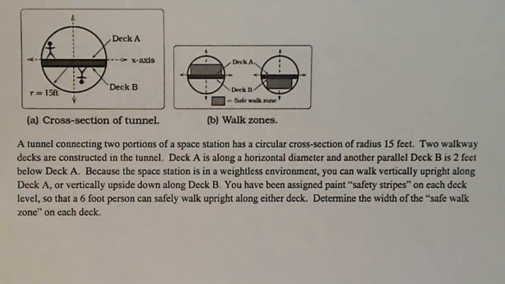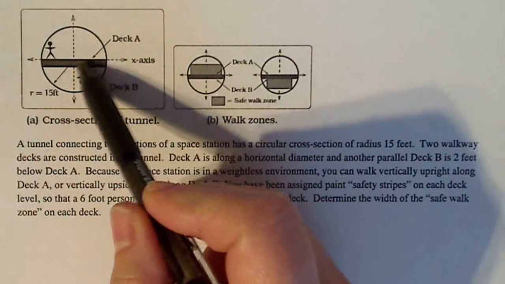All right, this video is a word problem about creating an environment in a tube that people who are 6 foot tall can walk through. So we have a tunnel connecting two portions of the space station and has a circular cross section of radius 15 feet. So this distance here is 15 feet.